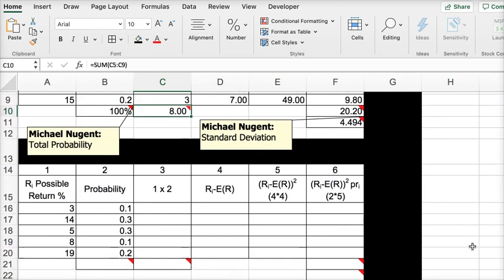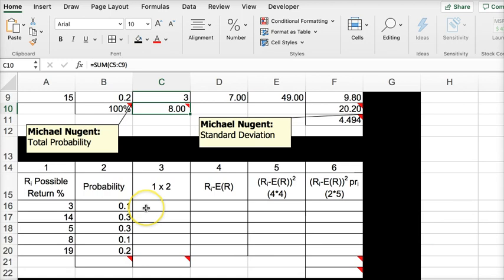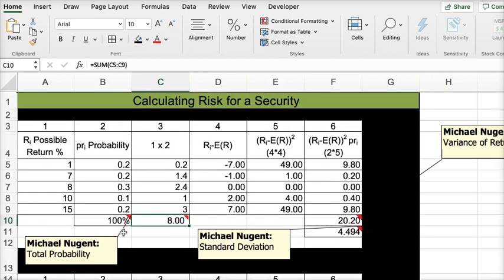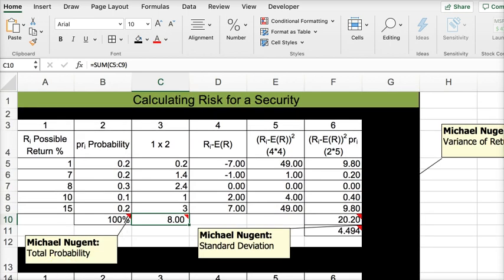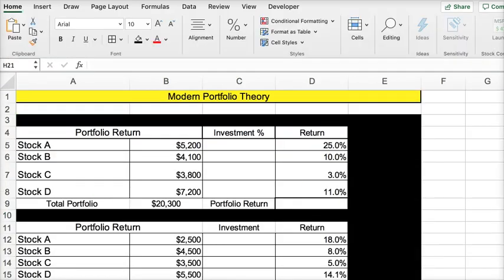Now you can practice it with the second example here on your own, and then you can check. I have an answer key in this handout that you can check to see if you got it right. Let's move over to some concepts in the modern portfolio theory.